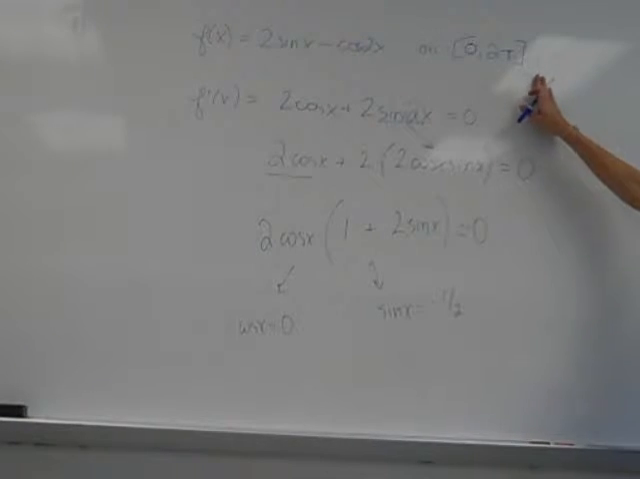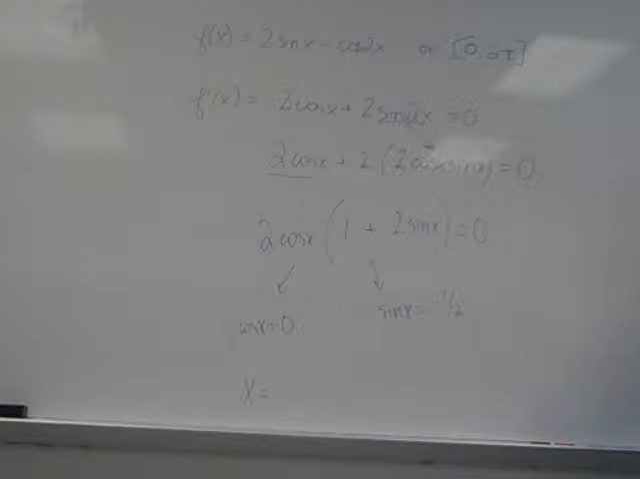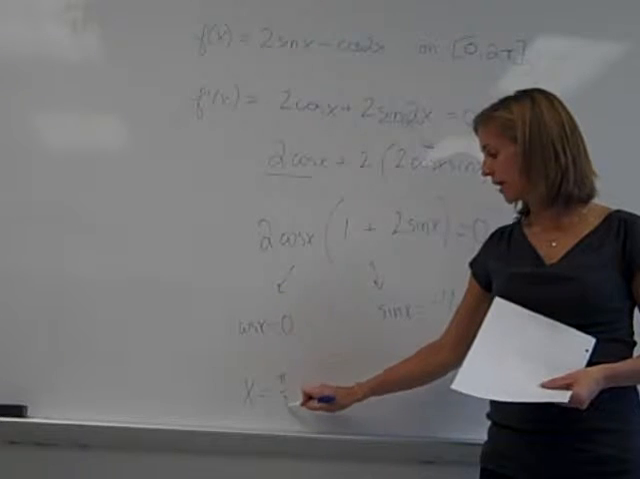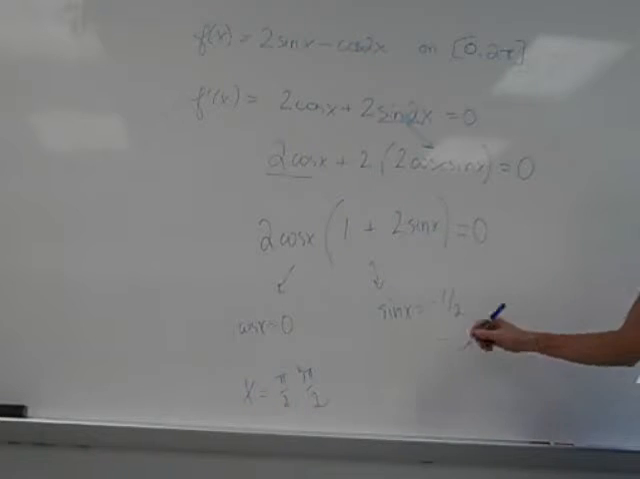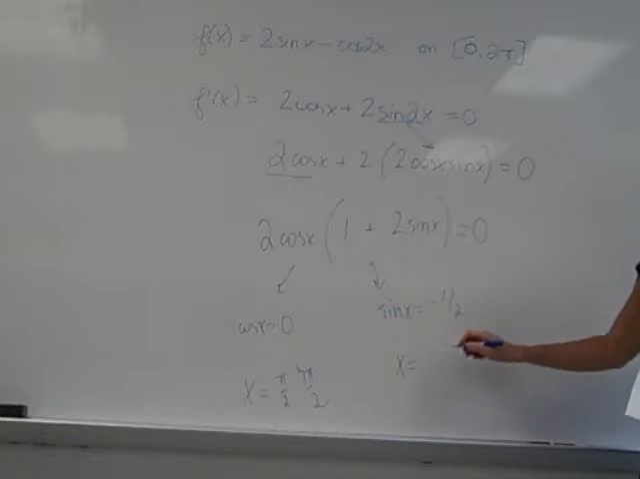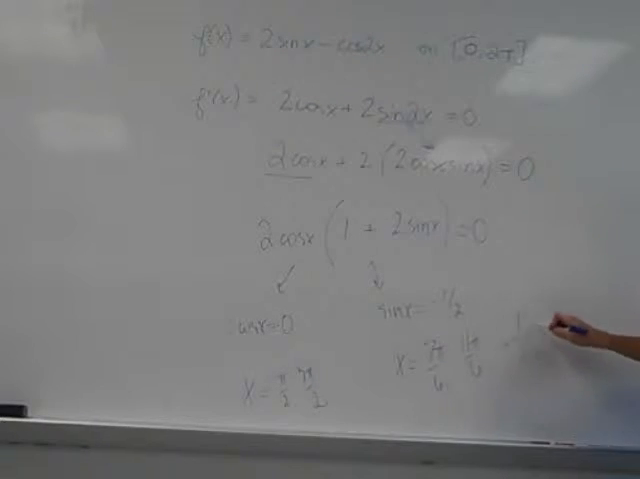I'm on the interval 0 to 2 pi, so I don't have to have any like plus 2 pi k's or anything. I just have to list the x values that make cosine 0 are pi over 2 and 3 pi over 2. And the values that make the sine equal to negative 1/2 are, I looked, 7 pi over 6 and 11 pi over 6. Understand what I did so far? Yep. Take a derivative, set it equal to 0, solve it.